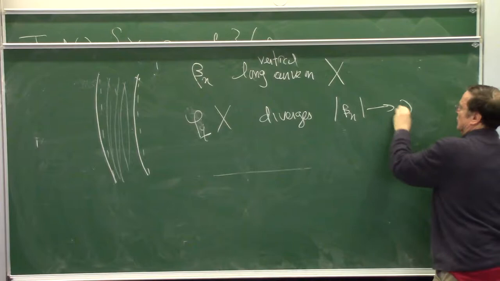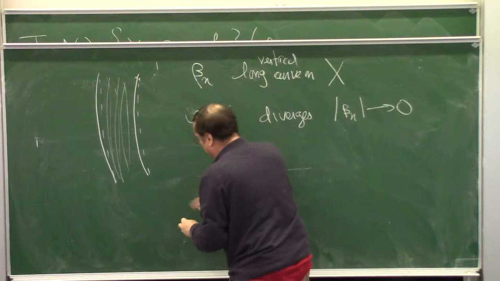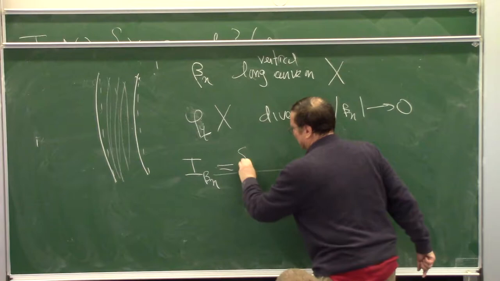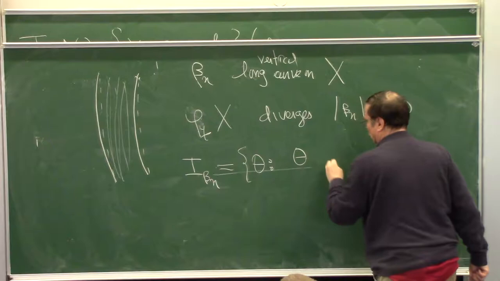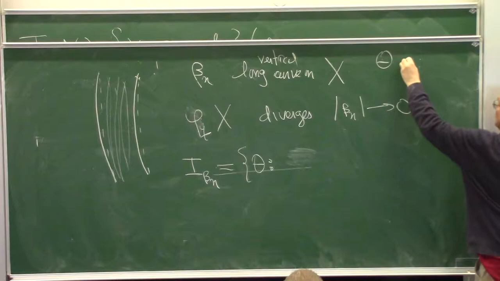Now suppose you change the angle just a little bit. Suppose we take I beta n to be the set of angles theta such that theta is the angle with the vertical; all angles are measured with respect to vertical.